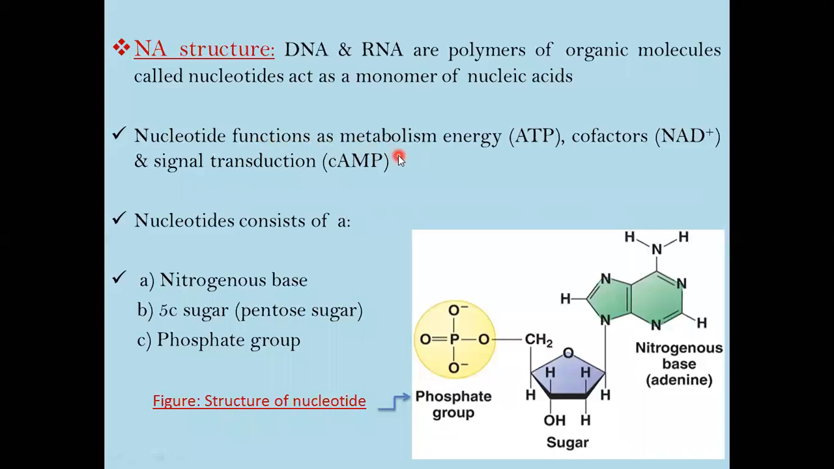Nucleotides function in metabolism as energy in the form of ATP, as a cofactor in the form of NAD, and in signal transduction in the form of cyclic AMP. So these are some of the important roles performed by nucleotides.